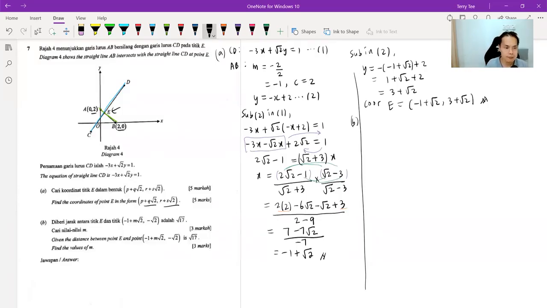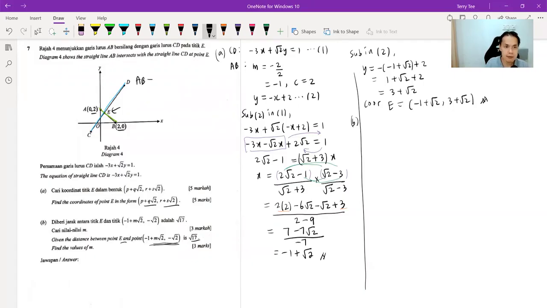Okay, part B. Given the distance between point E and another point is root 17, find the values of m. So point E we already know. The second point is given as this. So we know the distance between 2 points.